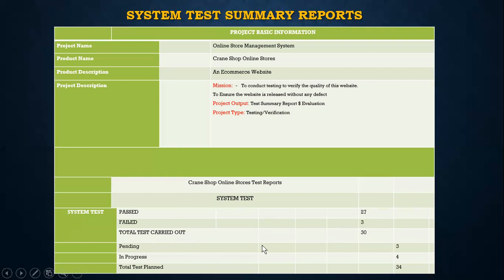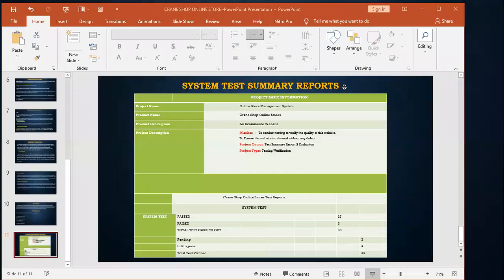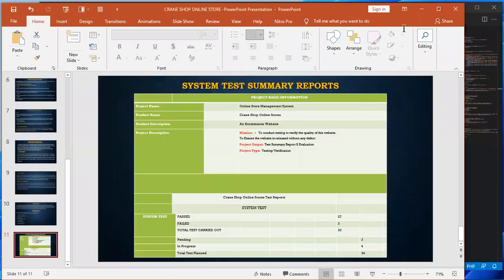We have pending the 3. So the 3 which failed, they're still on the pending list, waiting to be confirmed. And in progress, we have 4, though we didn't cater for them there. Then total tests that we planned to do was 34. So 4 are still in progress, and we didn't carry out any other yet. So by this, let me take you through the general test overview.